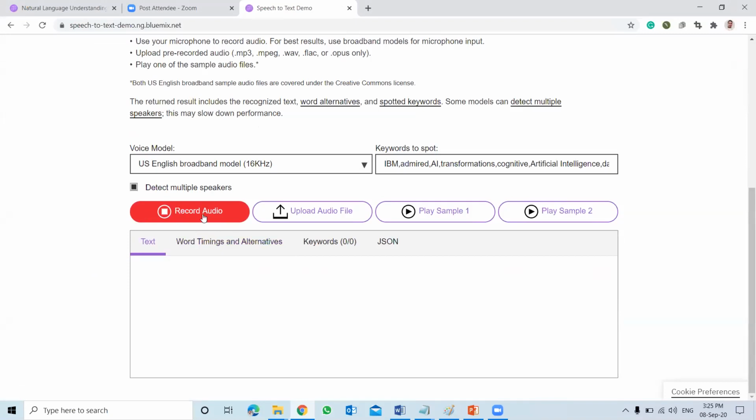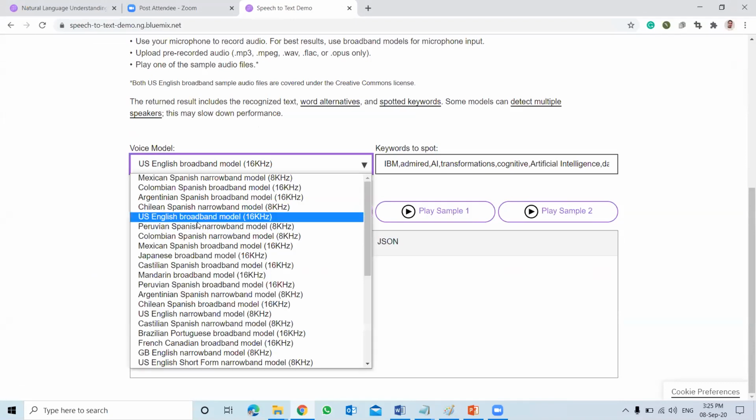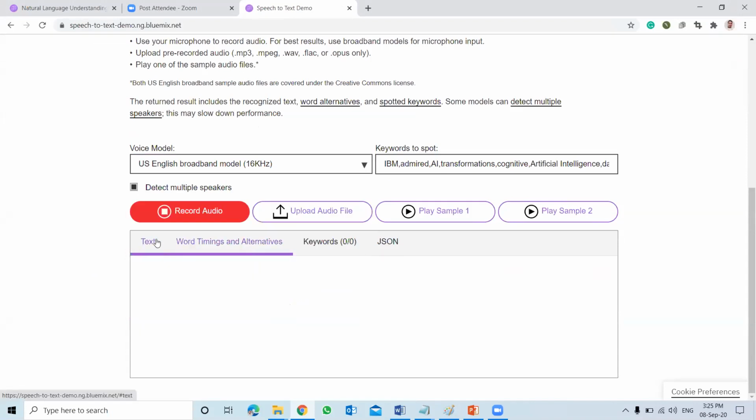IBM. So now whatever I'm speaking here, the machine can record automatically, and this will be stored in this place. So this is what is happening here. We have US, UK, Mexican, Japanese, so we have multiple languages in the class. The only thing is that we need to check what we are actually trying to do, and accordingly it will store the values automatically.